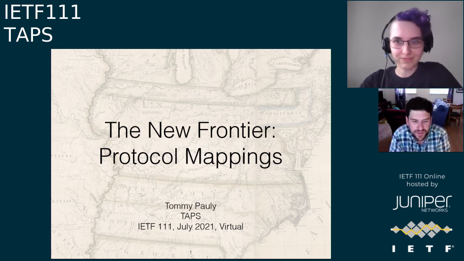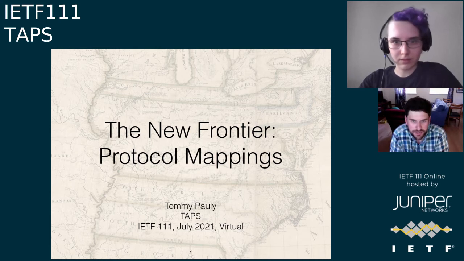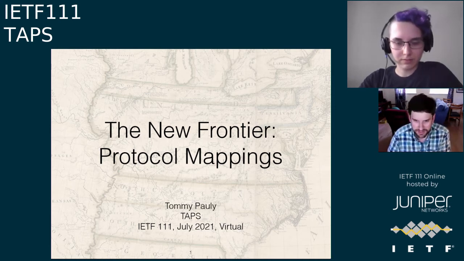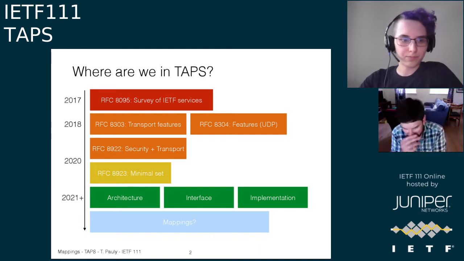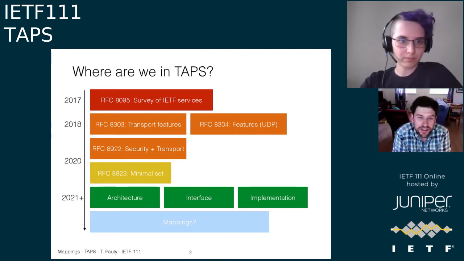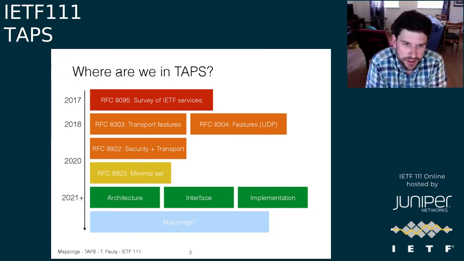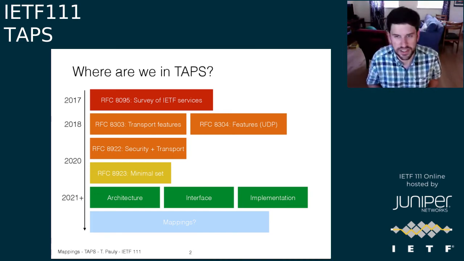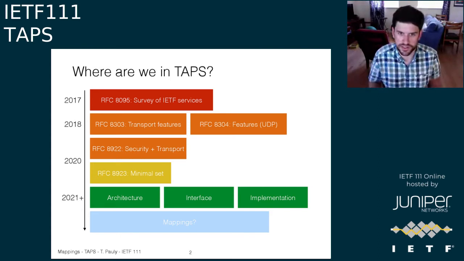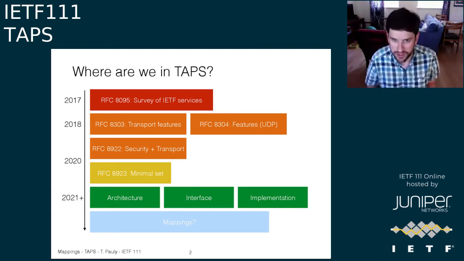All right. So I'm going to give a quick talk about protocol mappings and what we can do in TAPS to potentially work on those as our item after our core docs. Okay, so just to look at where we have come from, and so we can see if it makes sense to see where we're going. Here's a history of all of the documents that TAPS has been working on so far. Back in 2017, TAPS' first RFC got published as essentially the survey of the different IETF transport services that existed. Shortly after that, in 2018, we had documents that went over all of the different transport features for both reliable and unreliable transport protocols that were defined.